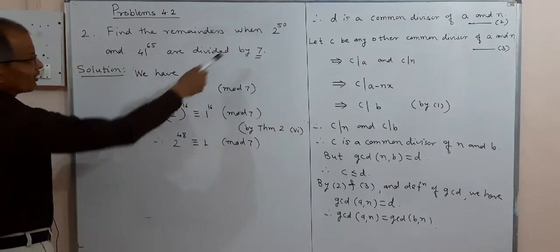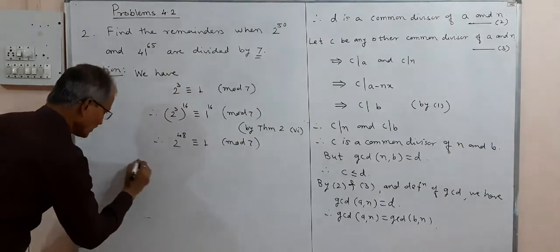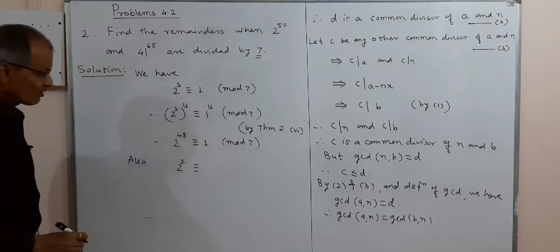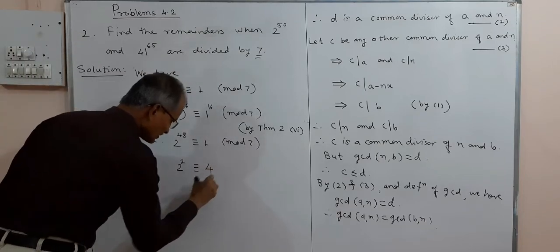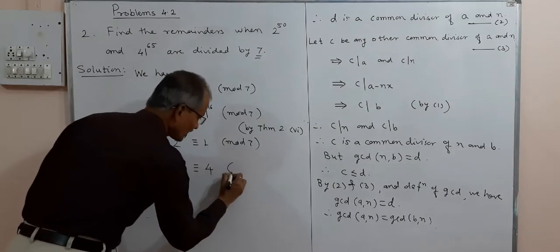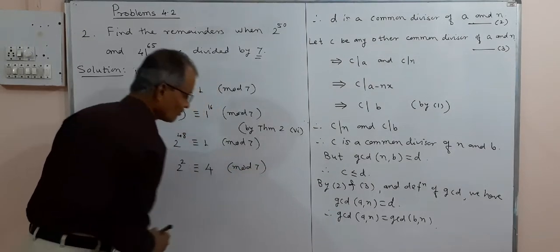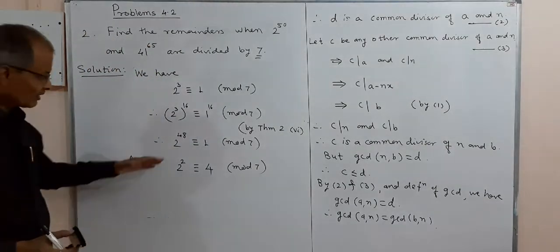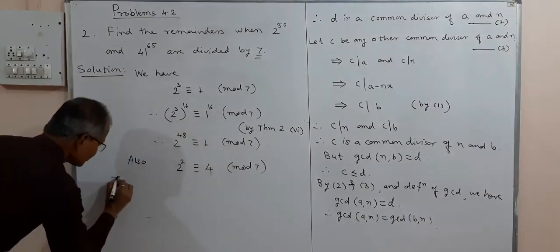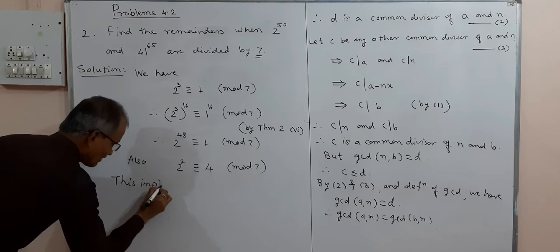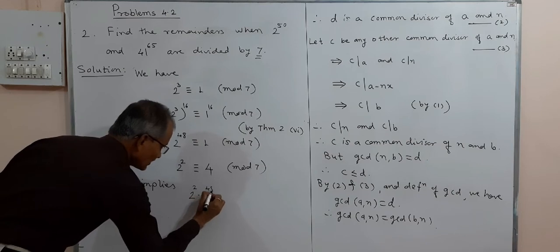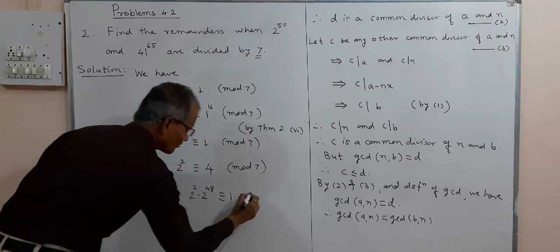Now we want the power as 50, so we also consider 2 square, and this is congruent to the number itself. 2 square is 4, and 4 is congruent to 4 under any modulo, so it is congruent modulo 7. And now we multiply these congruences side by side. So this implies 2 raised to 50 is congruent to 1 into 4 mod 7.